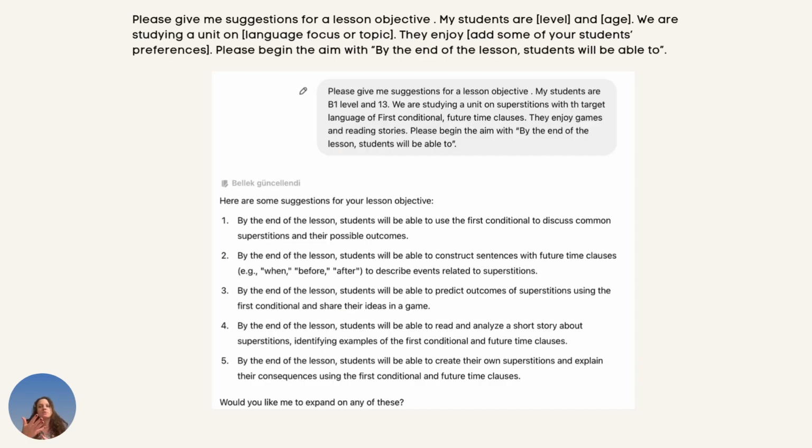One way is to give the AI information about your class. That includes information about students, the topic, the target language, the sub skills, and more, whatever you wish. AI can use the information to create an aim.